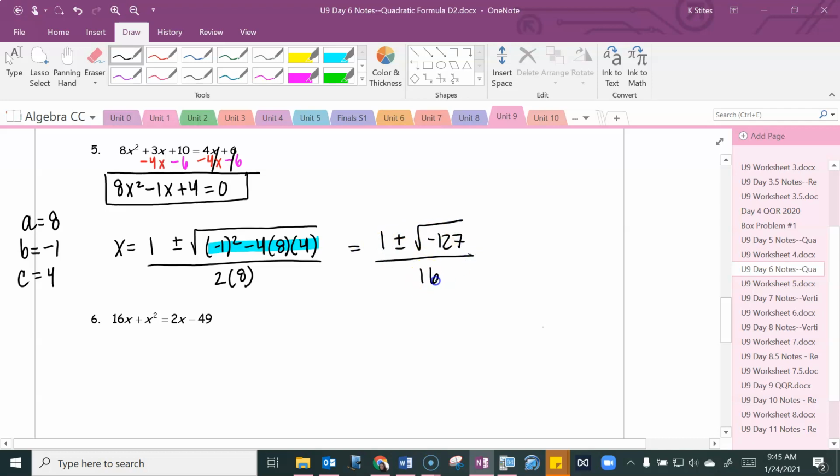Can we have a negative underneath the square root? No, we can absolutely not. This means there is no intersection with the x-axis, and we call this no solution.